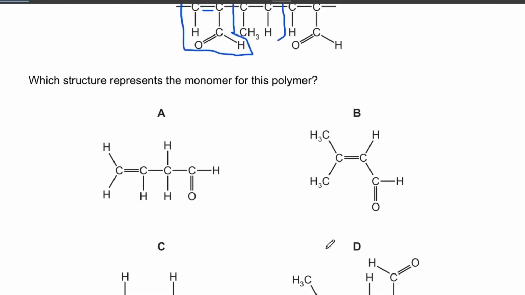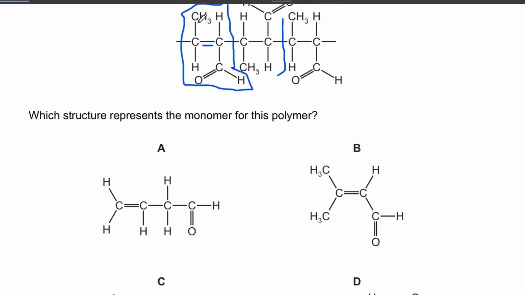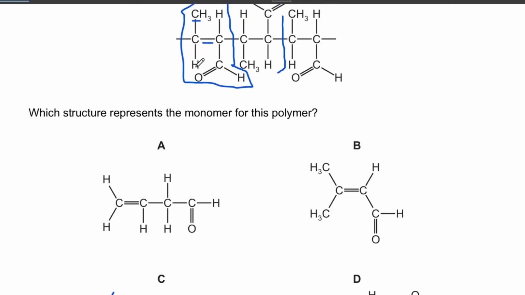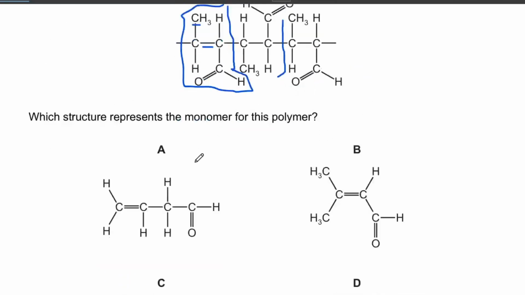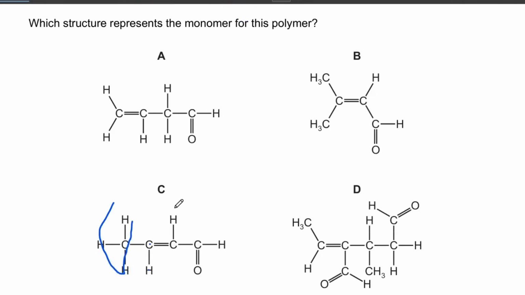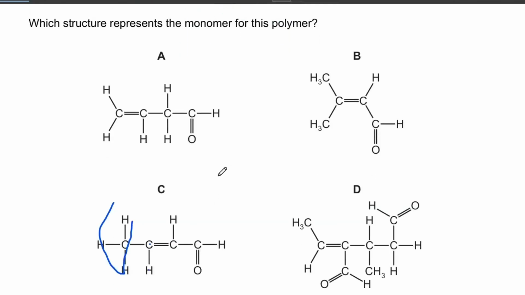Look at option C. We have CH3. Then also here we have CH3. Then we have C and H. Look at it here, C and H. Then we have the double bond, and then CH, and CH, and then C double bond oxygen and H, C double bond oxygen and H. So therefore our answer is C. Look at D, it's completely different. So the right answer, the monomer that represents this polymer, is option C.